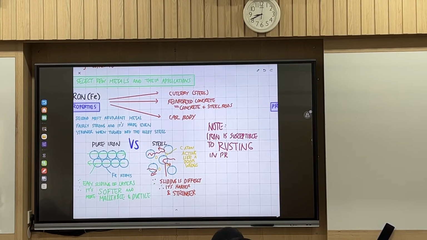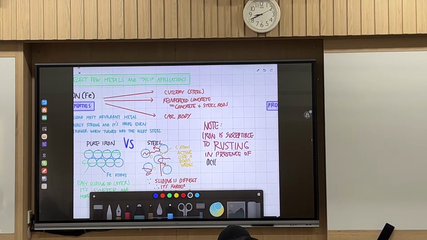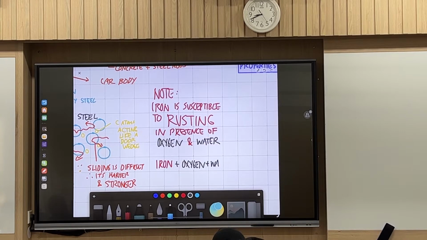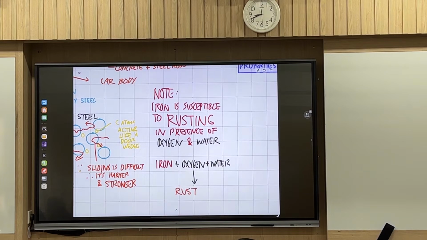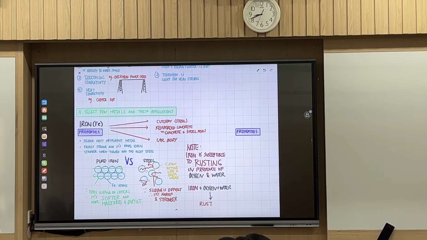In the presence of something, of course. It doesn't rust by itself, but as we learned in Form 1, it only rusts in the presence of oxygen and water. So you can write the word equation now: iron plus oxygen plus water forms rust. Rust is a brown substance, and it is weak. So when iron rusts, it becomes weaker and it breaks easily.